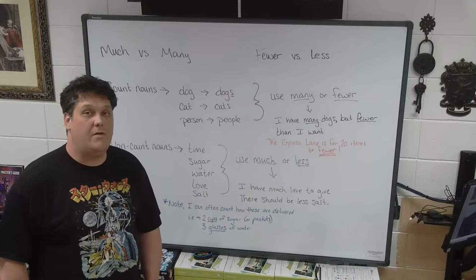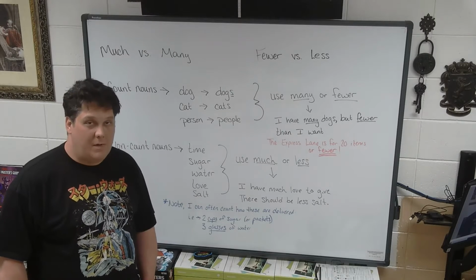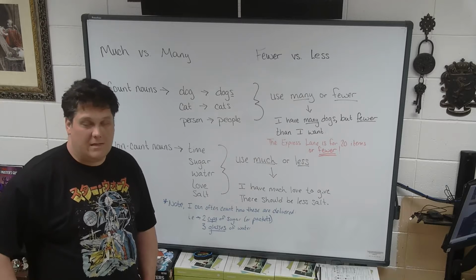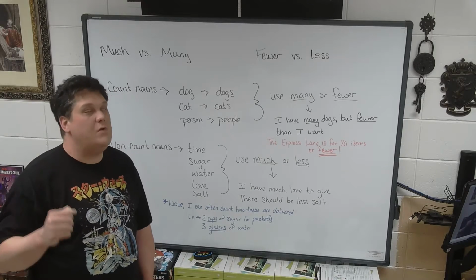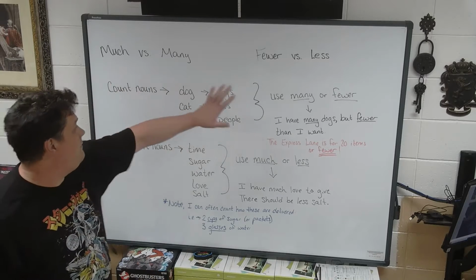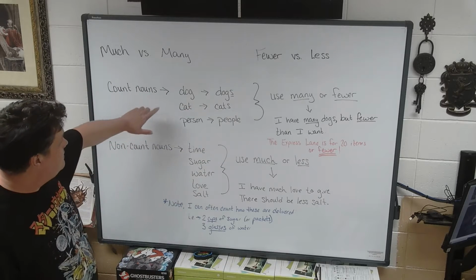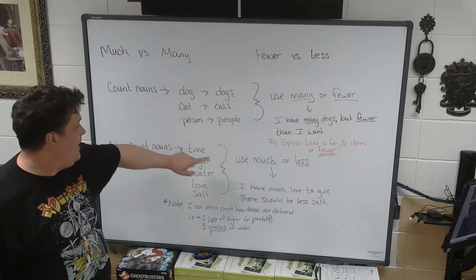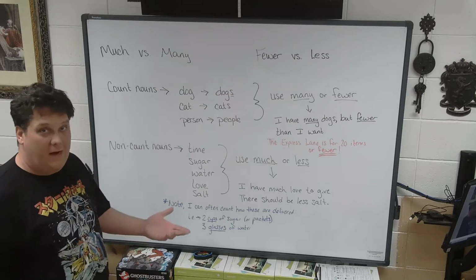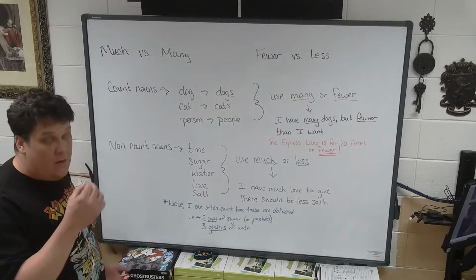All right, today we're going to talk about using words like many and much and fewer and less. And really, it's all a matter of nouns that can be counted versus those that can't. So we have much versus many, fewer versus less. Count nouns like a dog or dogs, plural, a cat or cats, a person or people, an apple or apples, a book or books. We can count these.